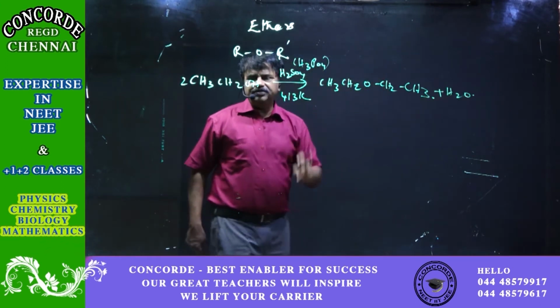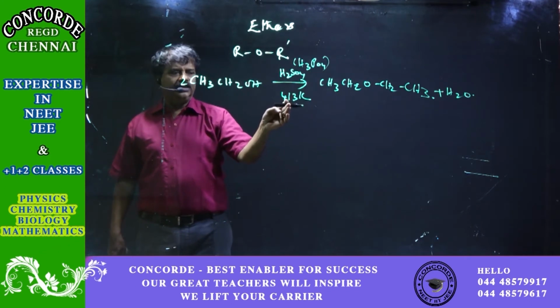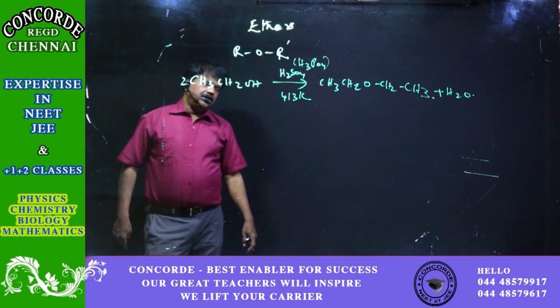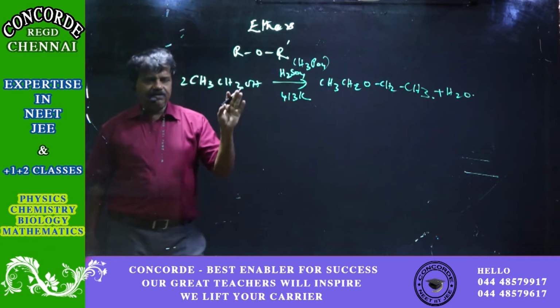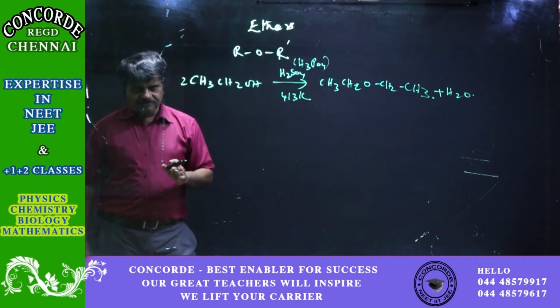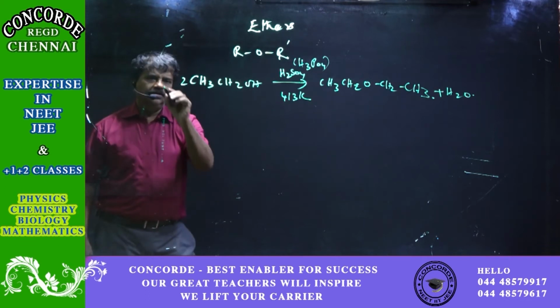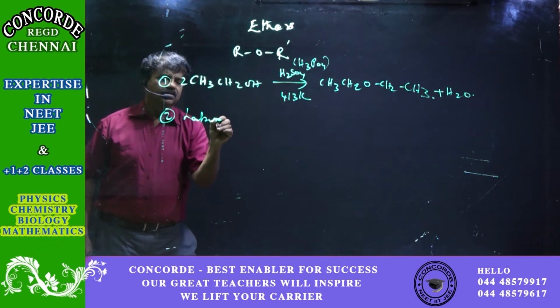There is very much a temperature difference. With a difference of another 30 Kelvin, at 443 Kelvin, a different product is obtained. So we have to be very cautious in controlling the reaction at a particular temperature. At 443, ethers will not be obtained. This is one method.